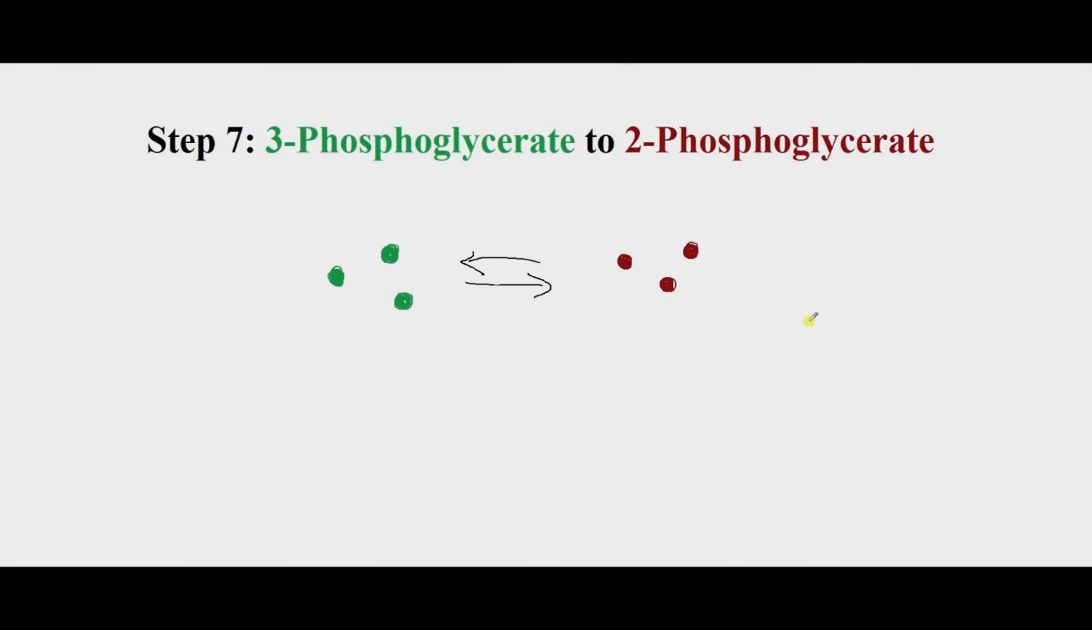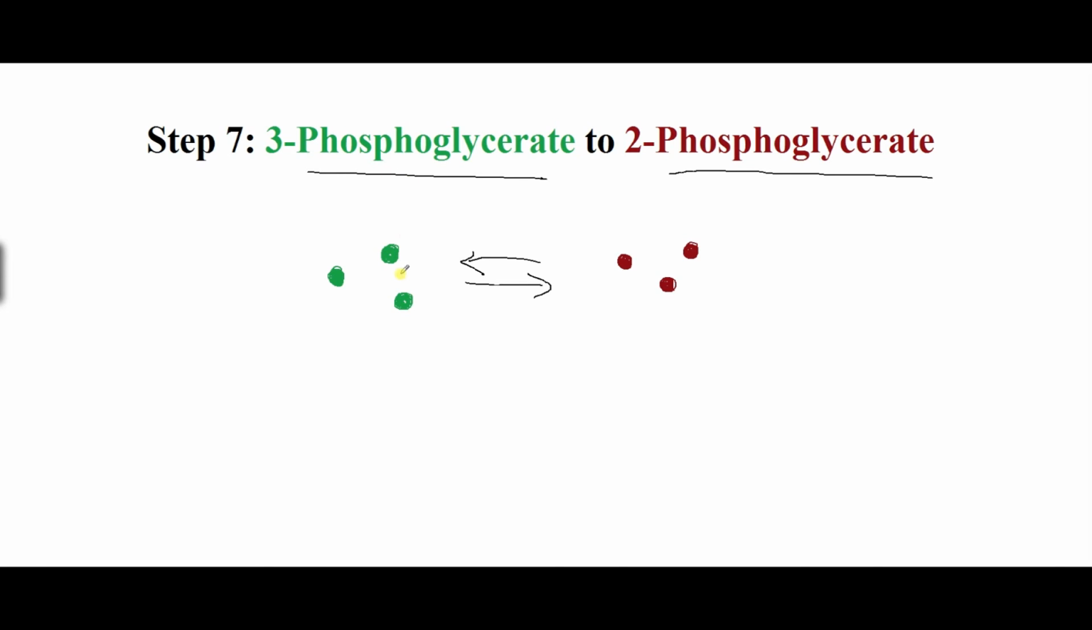Step 7, moving from 3-phosphoglycerate to 2-phosphoglycerate. Hopefully you can just look at the two names and be able to tell that really nothing changes here. The chemical makeup of these two is identical. We are going to be moving a phosphate group from the third carbon to the second carbon. That is it. So in terms of actually looking at it from a general perspective, really there's nothing to be said. There's really nothing to be done here.